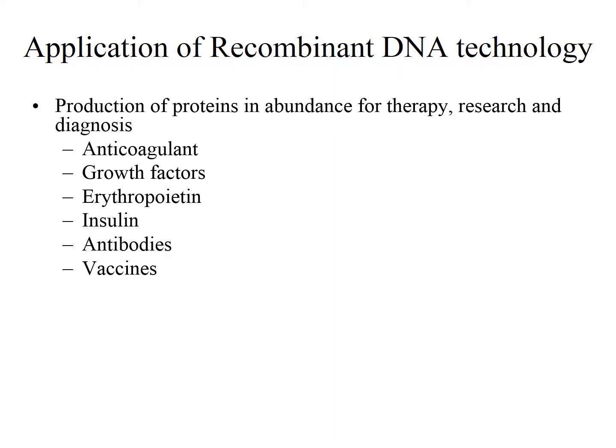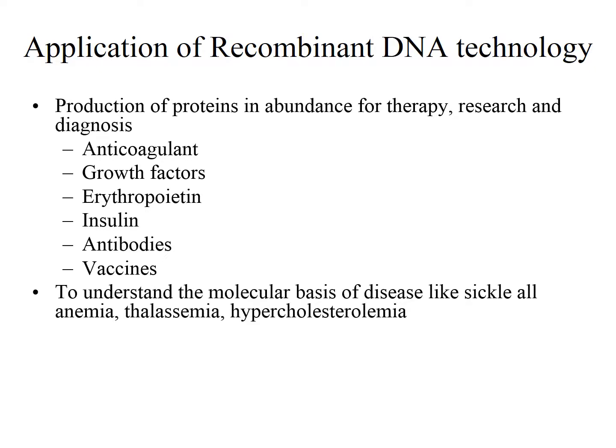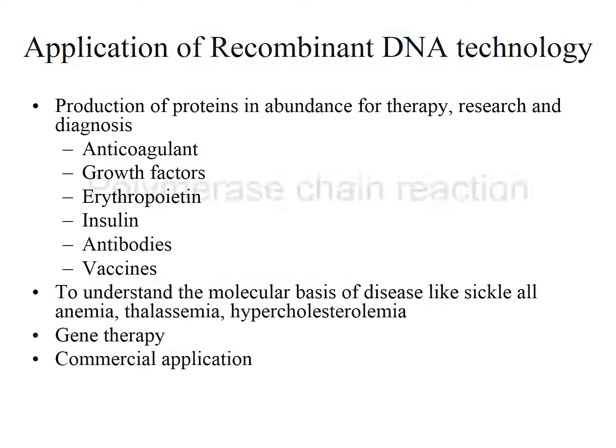What are the other proteins that can be produced using DNA technology? You have anticoagulants, growth factors, erythropoietins, antibodies, and vaccines. These are a few of the instances where recombinant DNA technology can be used to produce large quantities of certain specific proteins. It is also used to understand the molecular basis of various diseases such as sickle cell anemia, thalassemia, and hypercholesterolemia. So we can make a large number of copies to study these genes. It's also used for gene therapy and some other applications.